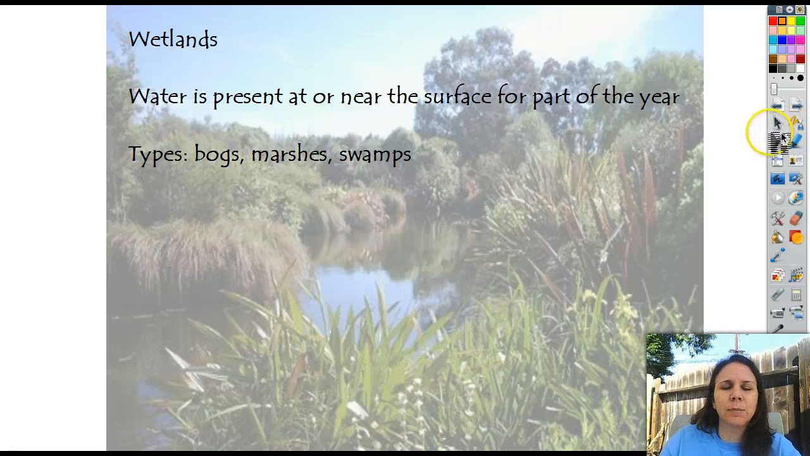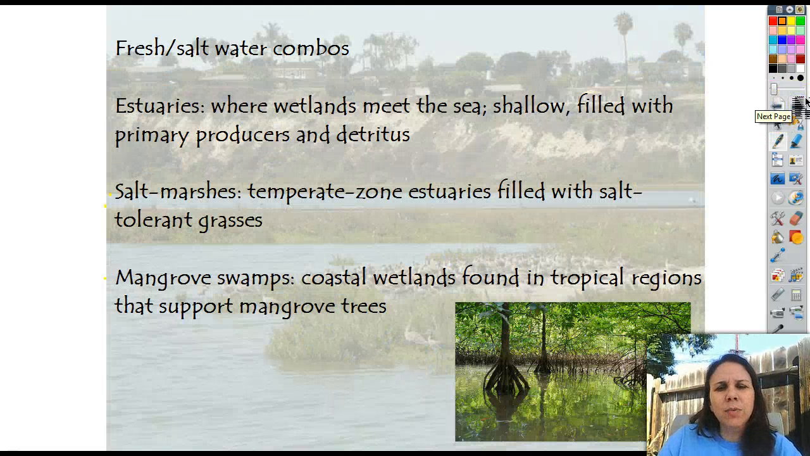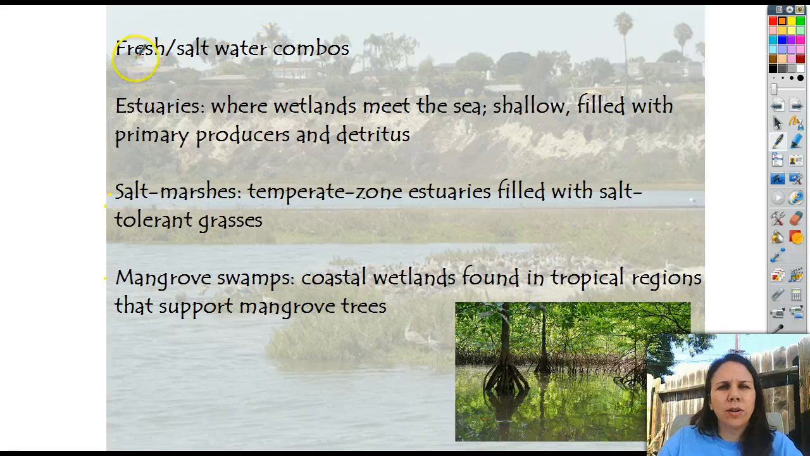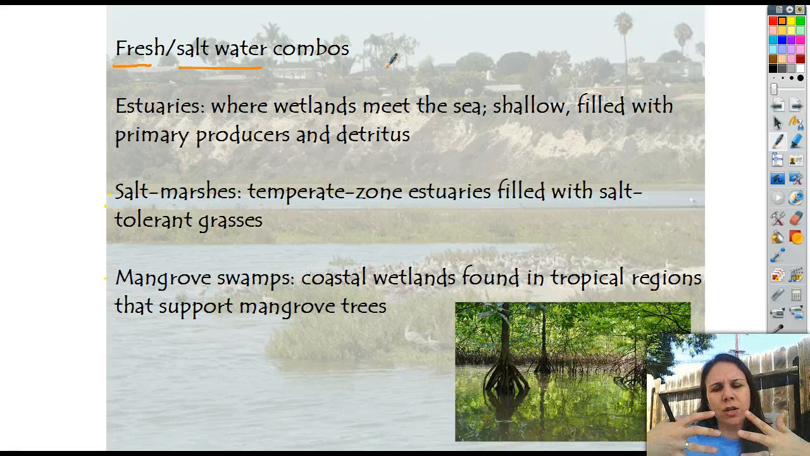and lots of birds live there just because of the plentiful amount of food that's available for them in the water. All right, then we have freshwater moving our way into saltwater. We call these little combos, and so they're kind of like where the fresh and salt waters meet each other. So where a stream comes and meets the ocean, where they blend together, that's what we're talking about.